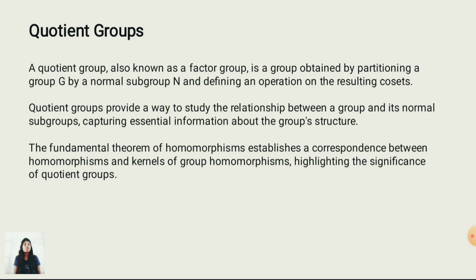Quotient groups. A quotient group, also known as a factor group, is a group obtained by partitioning a group G by a normal subgroup and defining an operation on the resulting cosets. Quotient groups provide a way to study the relationship between a group and its normal subgroups, capturing essential information of the group structure. The fundamental theorem of homomorphisms establishes a correspondence between homomorphisms and kernels of group homomorphisms, highlighting the significance of quotient groups.